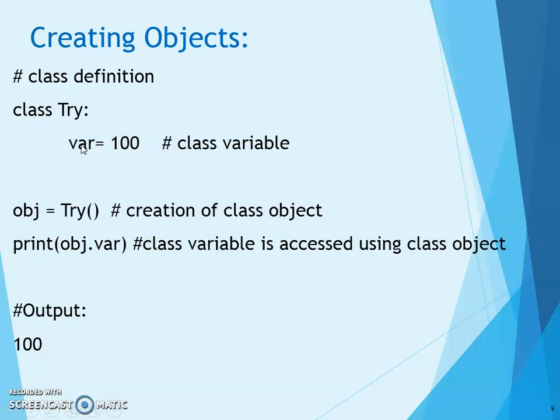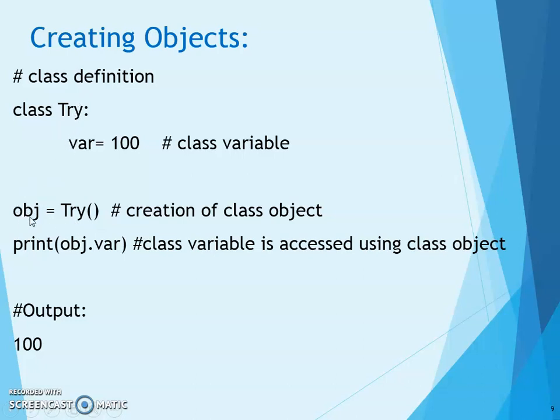So only one variable is used inside a class, no other statements. Now we want to create an object of this class. To create an object of a class, we have to write the object name. For example, obj is the name of the object, is equal to the name of the class and round brackets. This is called creation of an object of this class.